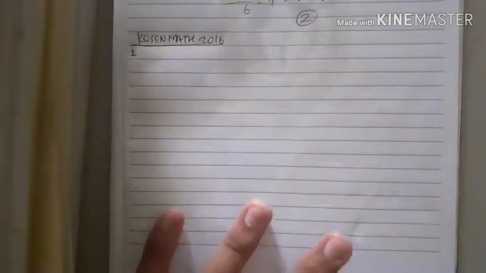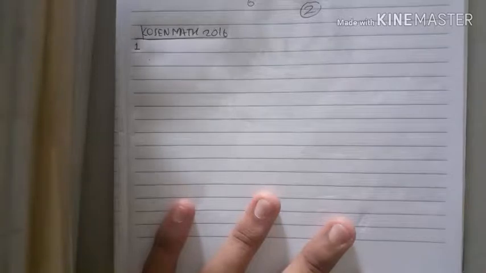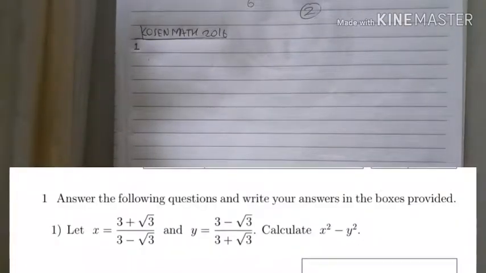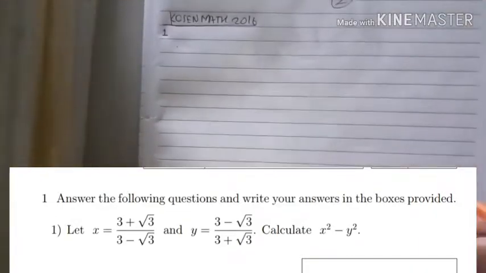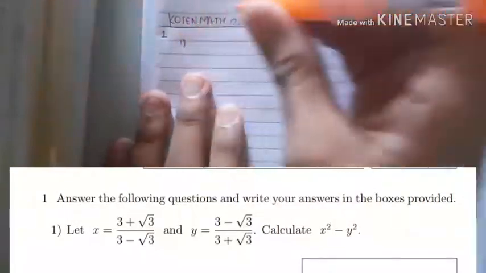Welcome to this KOSEN Mathematics 2016, and we're going to discuss number 1. There are about 12 questions in part 1, and let's discuss all of them. So this is part 1, number 1.